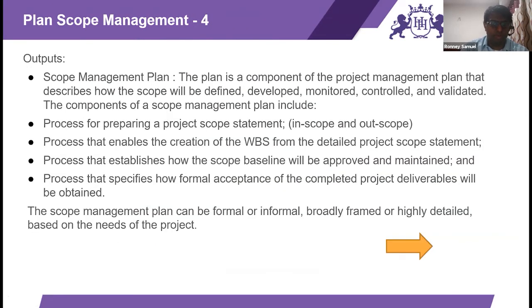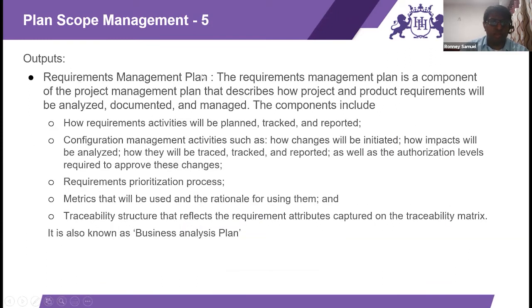This is something which will keep getting elaborated. Then there is also the requirement management plan. This says how the requirements would be analyzed, documented, and managed: what the priority of the requirements is, why a requirement is included, and traceability that reflects the requirement attributes captured on the traceability matrix. I'll come back to this traceability matrix. The requirements management plan is also known as the business analysis plan. So that would be the output of your plan scope management: how to manage the scope and how to manage the requirements.